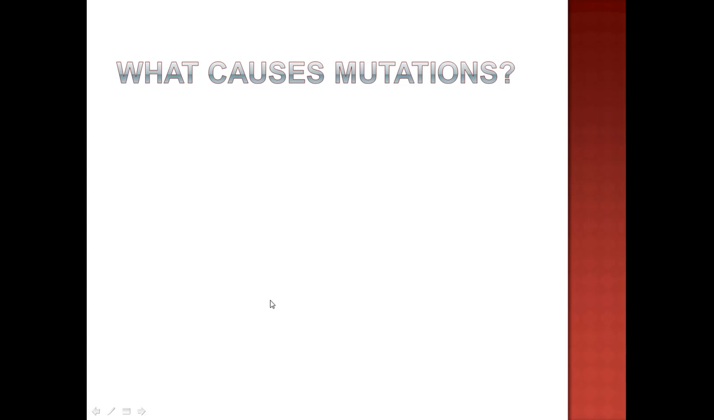So those are the two types of mutations that I want you to be familiar with: point mutations and frame shift mutations. Point mutations can be either silent or missense, and frame shift mutations are the result of insertions or deletions.